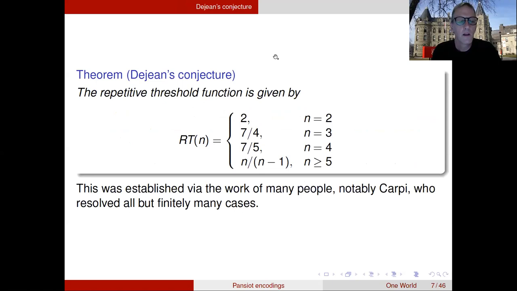Now, a theorem, Dejean's conjecture, was that the repetitive threshold function is given by RT of n is 2 when n equals 2, it's 7/4 when n equals 3, 7/5 when n equals 4, and then it's n divided by n minus 1 for all n greater than or equal to 5. So this was established via the work of many people, particularly Currie, who killed off all of the cases except for finitely many that were left over.